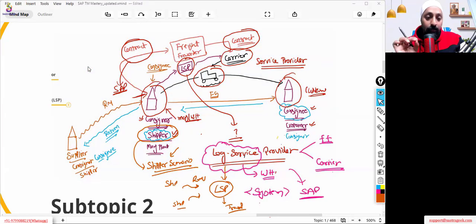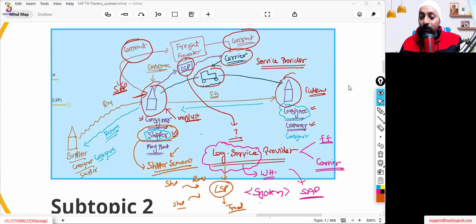Ram Prasad is asking, are LSP and 3PL the same? Yes, so another terminology. Thank you, Ram Prasad. In many companies I have seen, they would not be using LSP. They would be using the terminology 3PL. 3PL is a larger terminology. 3PL is a third-party logistics vendor.